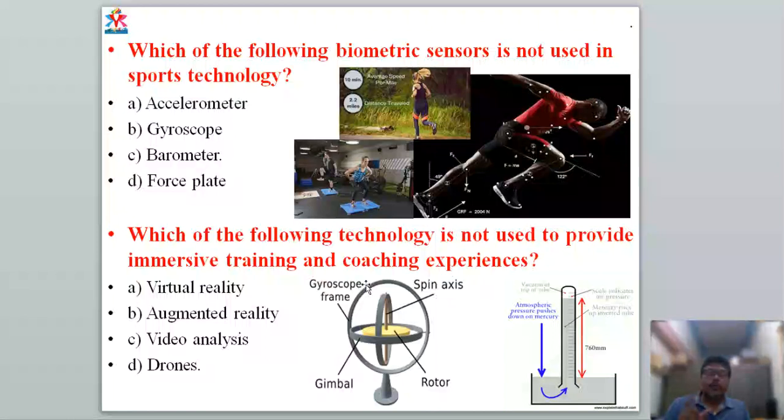Which of the following biometric sensors is not used in sports technology?